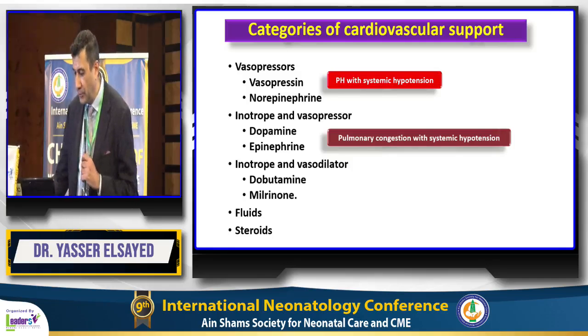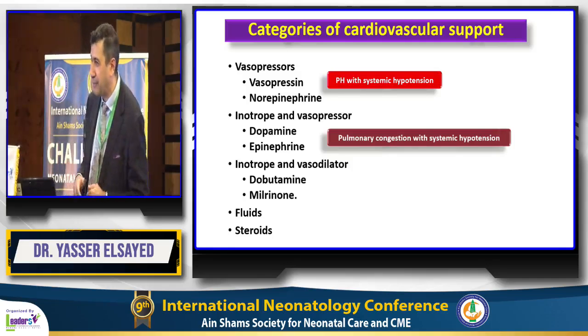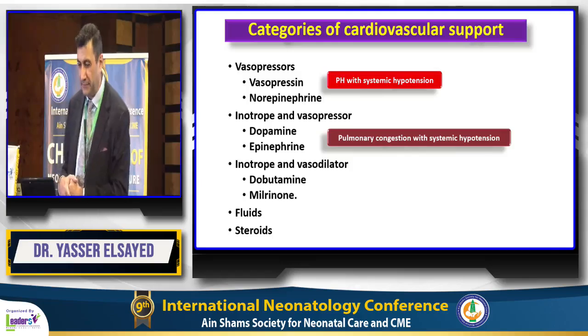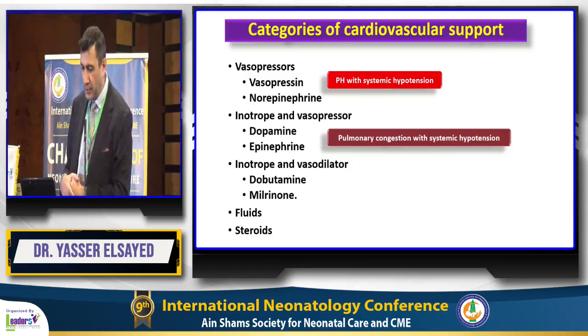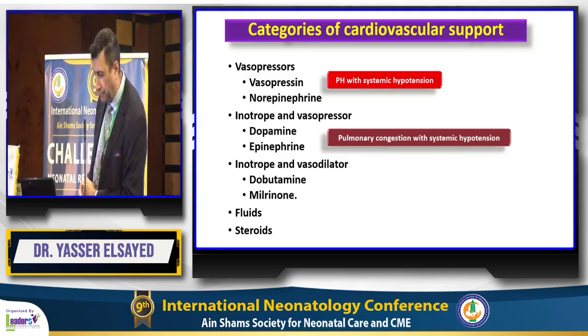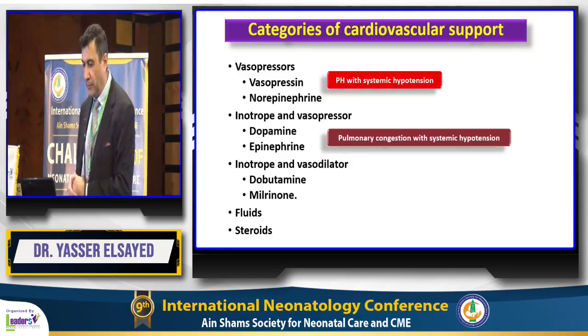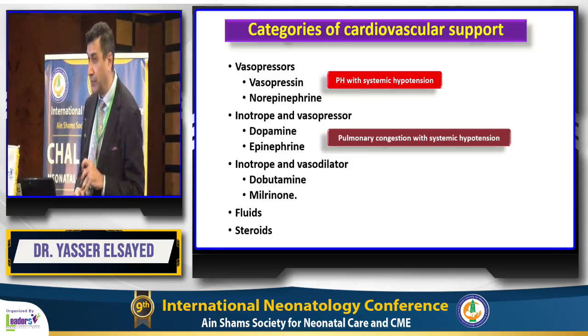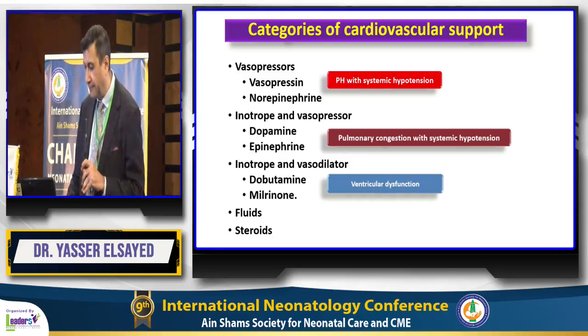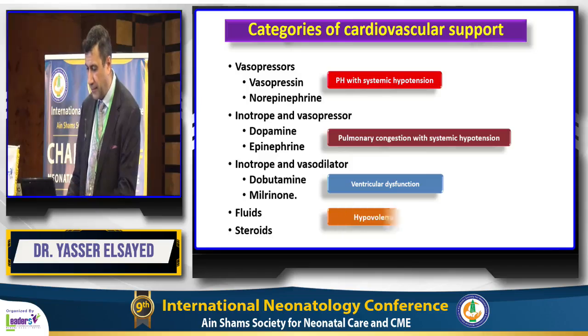And I selected dopamine because we are using one of its side effects, which is increasing pulmonary vascular resistance. Dopamine is much less used in our unit because it might significantly increase pulmonary vascular resistance, but I can use this side effect if I have a case of pulmonary hypertension. It's the same as epinephrine. An inotrope with vasodilator, like dobutamine or milrinone, is indicated when you have ventricular dysfunction, as we described.